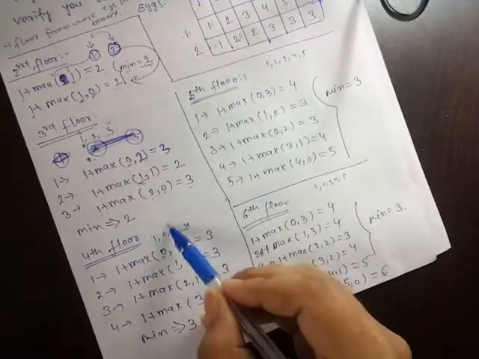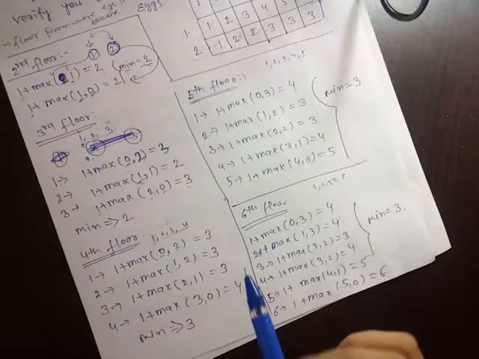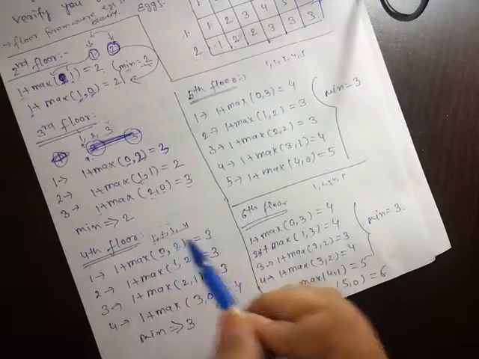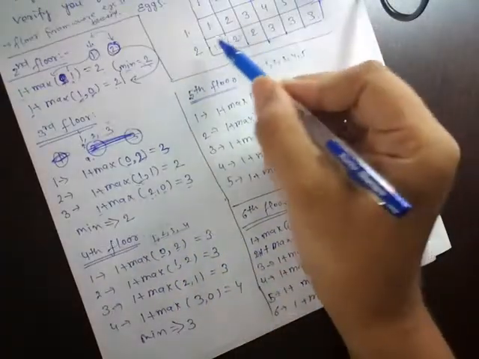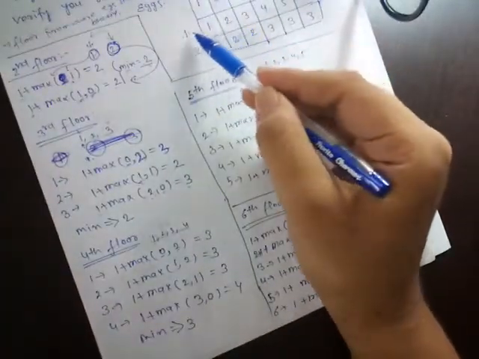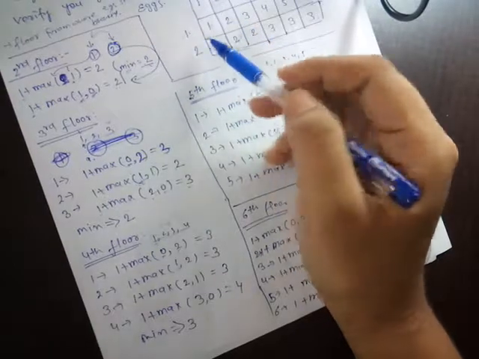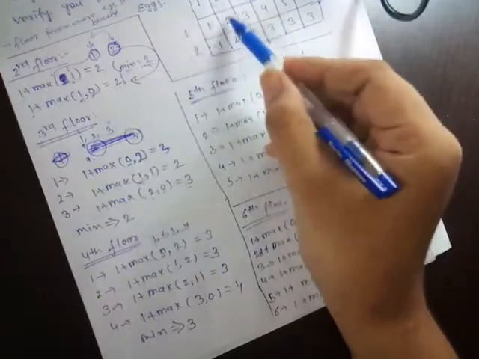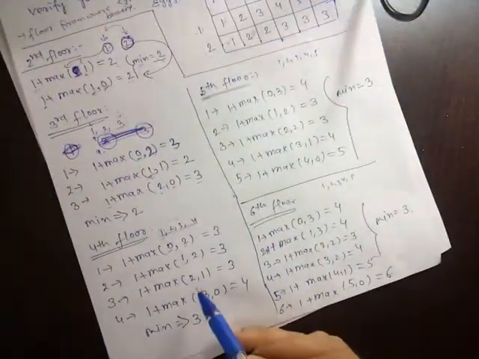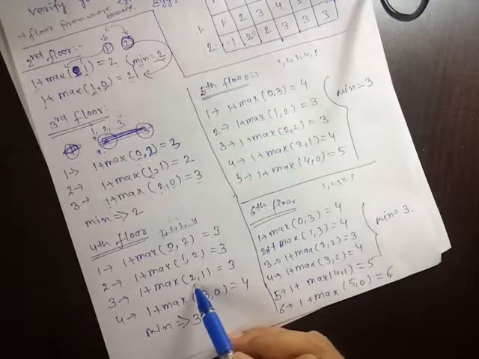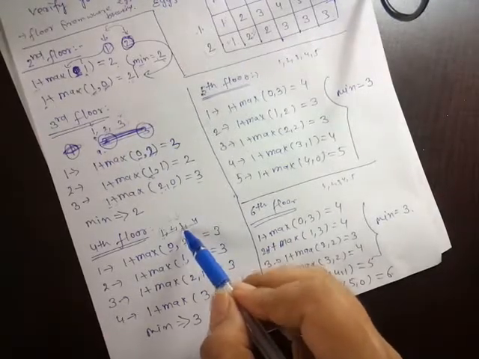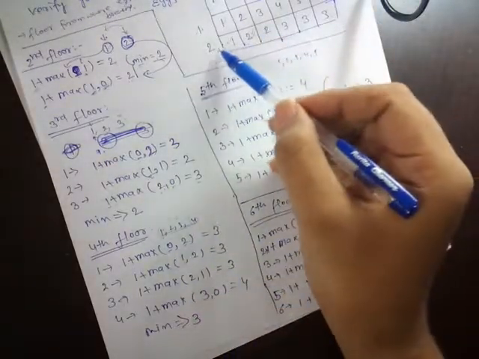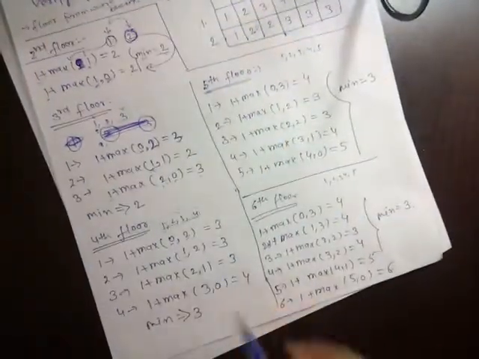Now at the third floor, I throw one egg. If it breaks, 2 floors are left and 1 egg is left. 2 floors and 1 egg means 2. If the egg does not break, then I have 2 eggs and 1 floor. 2 eggs and 1 floor means 1.